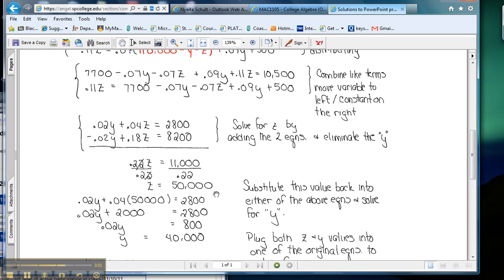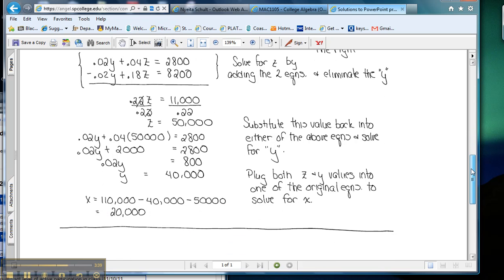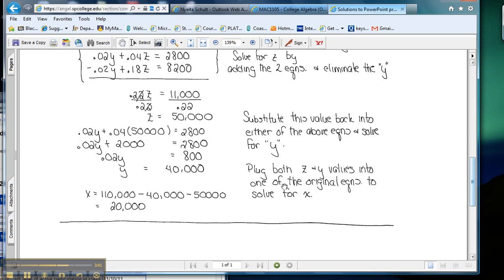So now I have 2 of the variables, z and y. I can now substitute back into an equation that has x, y, and z in it and solve for x. So I went back to the one that I had solved for x, put in my 40,000 and my 50,000 to solve for x. And those are the 3 values. X is 20,000, y is 40,000, z is 50,000.